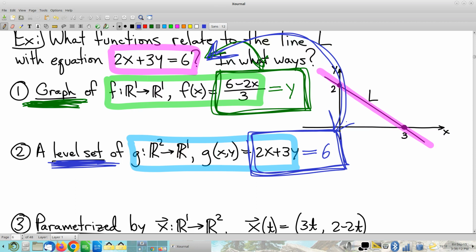It's the pre-image of 6. Is it like... Yeah, that's right. Looking at this function g, defined by this formula, this line is the pre-image of 6 in the sense that everything on this line, when you plug it into this function, will output 6. That's right. So the function g is like the inverse of another function?